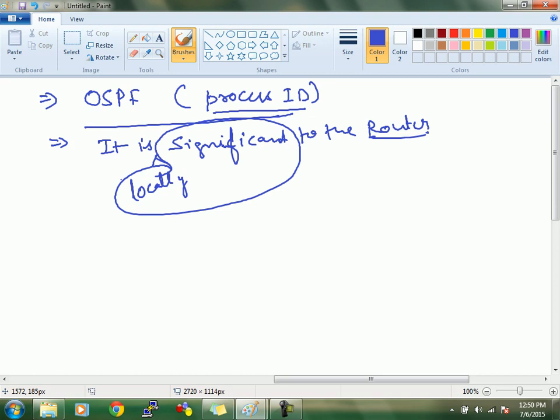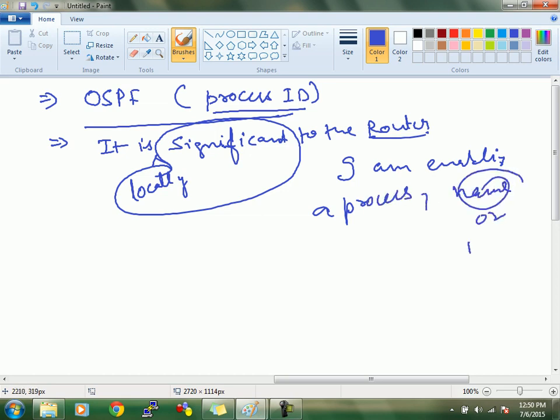What is the use? I am enabling a process, so I have to give it a name or number. Number is the option present. See, if this option is not present, you can enable only one OSPF process on a router. If there is a need to enable two OSPF processes, then what will you do? How will you differentiate them? You can differentiate them using a number.